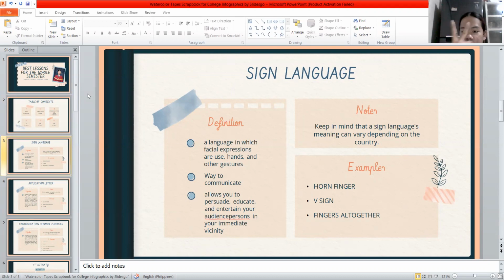Next is the V sign, like this. In the USA and here in the Philippines, it means peace, but in Australia, Ireland, UK, and New Zealand, it is a sign of rudeness. And last is the fingers all together, like this. In Italy, it is a sign of inquiry, but in the Democratic Republic of Congo, it is a sign of small amount.